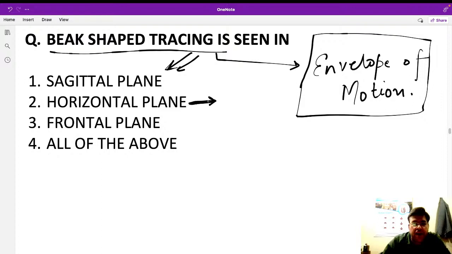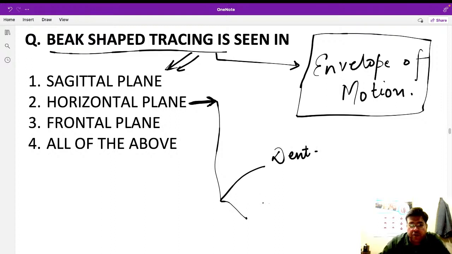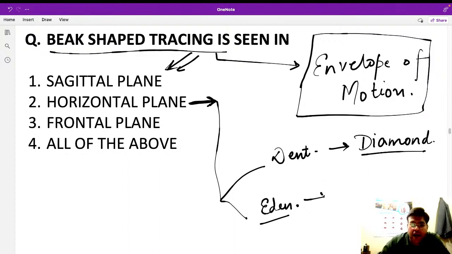What is the shape in the horizontal plane? This horizontal plane is divided into two: one for dentulous patients and one for edentulous patients. For dentulous patients, it is diamond shaped. And what is the shape for edentulous patients? It is arrow shaped tracing.